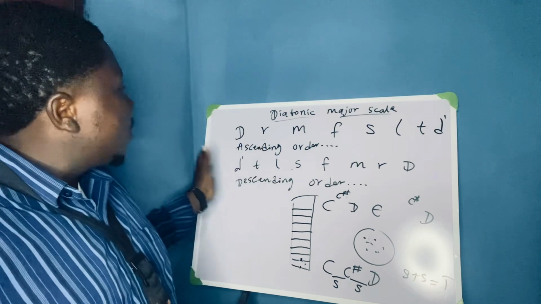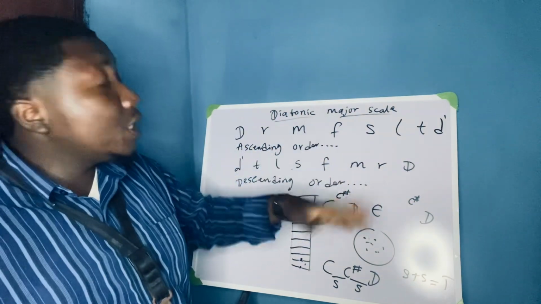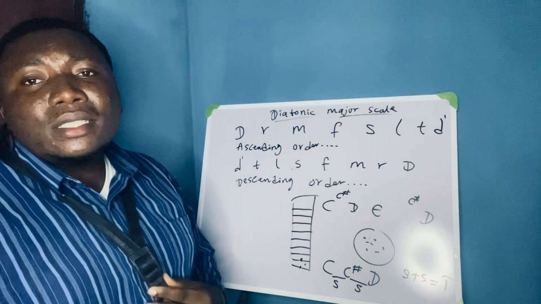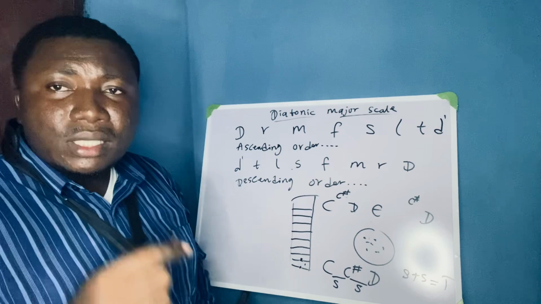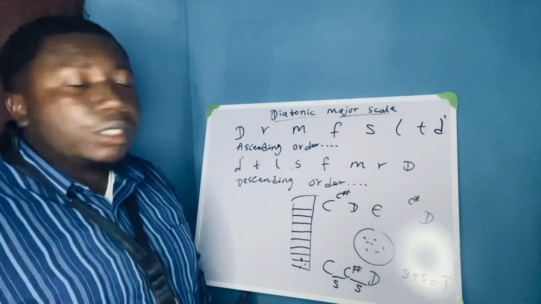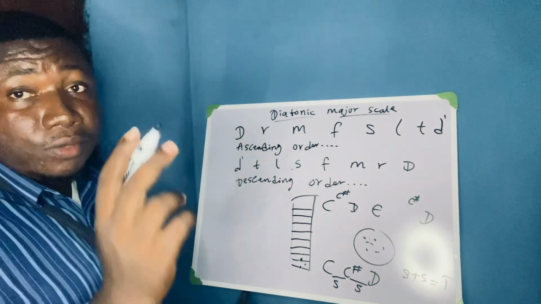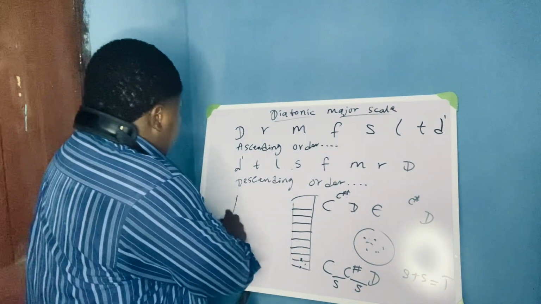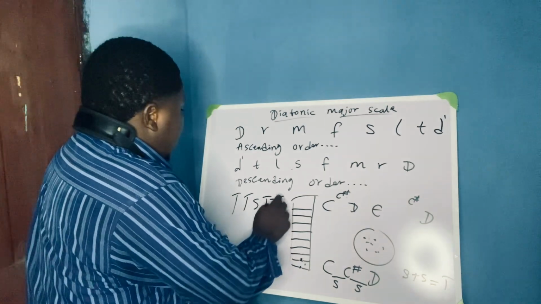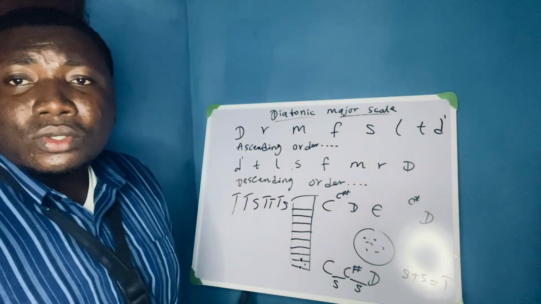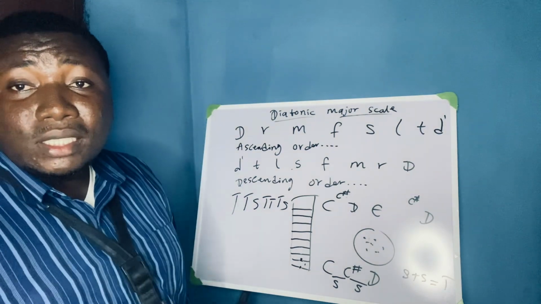The scale is built on different degrees, and the formula for forming the diatonic major scale in any key is what we know as tone, tone, semitone, tone, tone, tone, semitone. I would want to write the short form for it. So we have T, T, S, T, T, T, S. I don't know if you captured that.